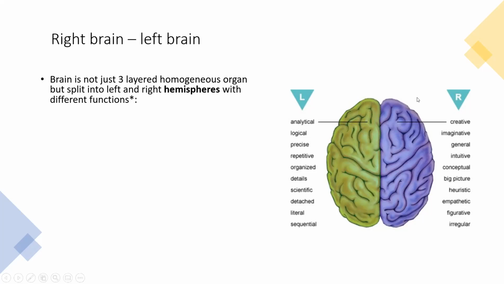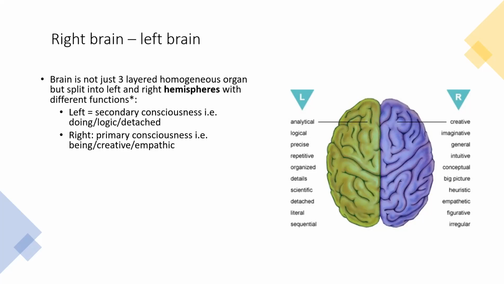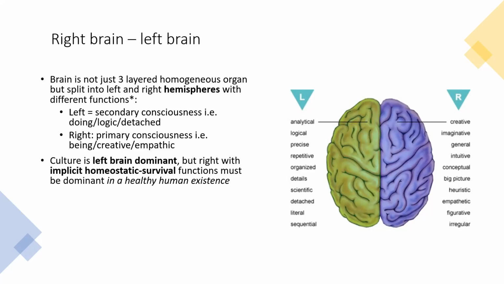then the right hand side tends to be more creative, imaginative, general, conceptual, and empathetic. And we're going to be talking a little bit about empathy today as well, because it's quite an important concept. And so we tend to think then of the left as our doing part, sometimes also called secondary consciousness. It's the logical, detached part of us, and the right is more primary consciousness. It's more being rather than doing, creative and empathic, as I said.